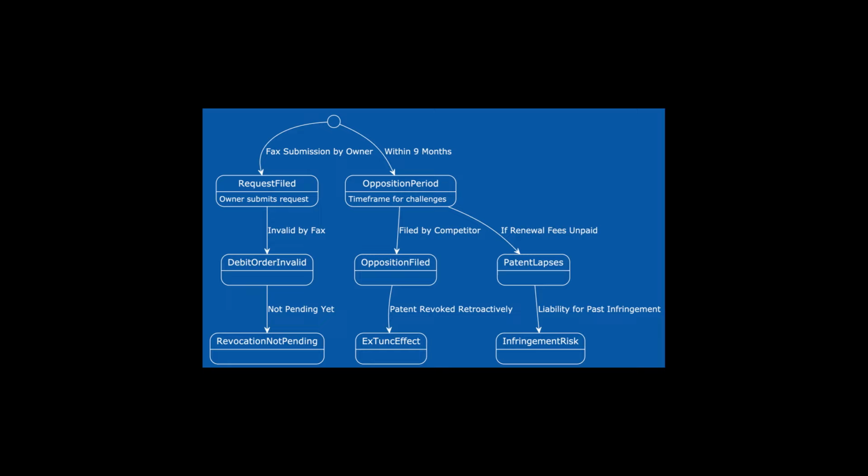Discussion. Revocation status. A request for revocation was made via fax, but the fee payment instruction was also sent by fax, which is not valid. As a result, the revocation process is not yet pending. Why file opposition? There's no certainty that EPC will be revoked, and the patent remains in force if renewal fees are paid late. Filing opposition offers protection against potential infringement claims and ensures the patent is challenged effectively.